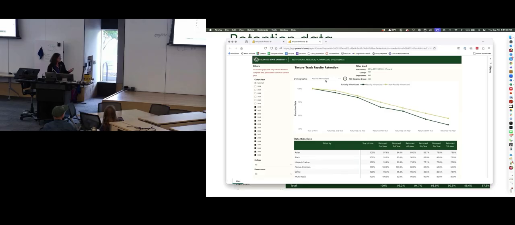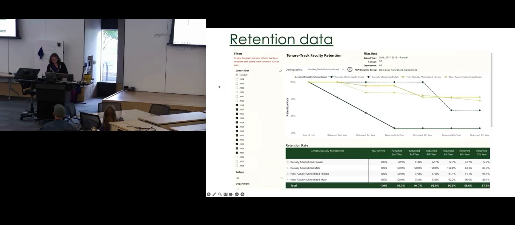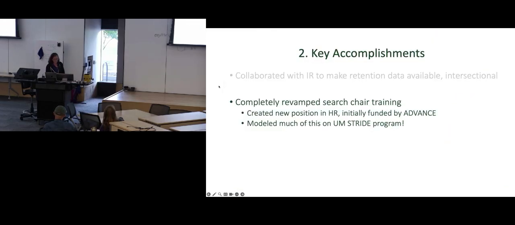You can look at retention through time of racially minoritized and non-racially minoritized, or of gender alone, and say, wow, there's not a whole lot of big pattern there. But again, you look at that intersection and the same pattern falls out: the women of color are leaving more. That is really good to have available for upper administration to see.